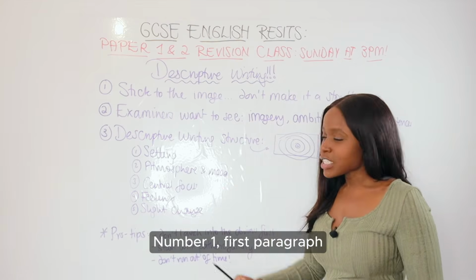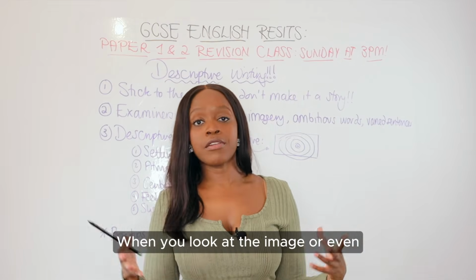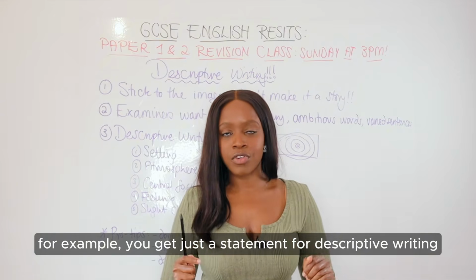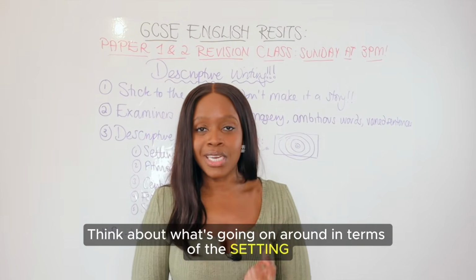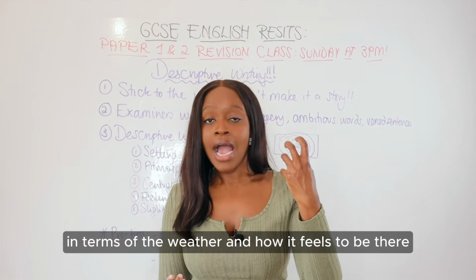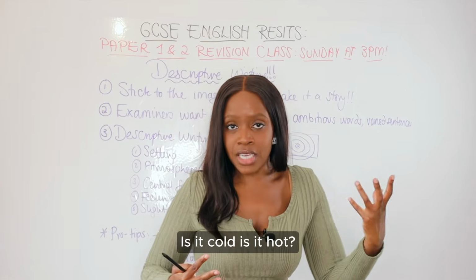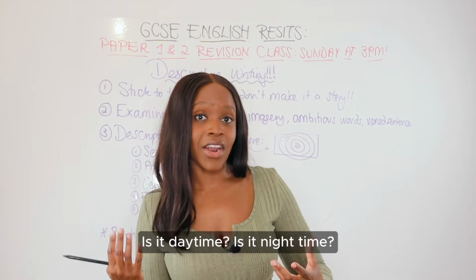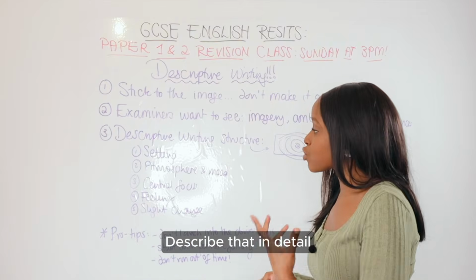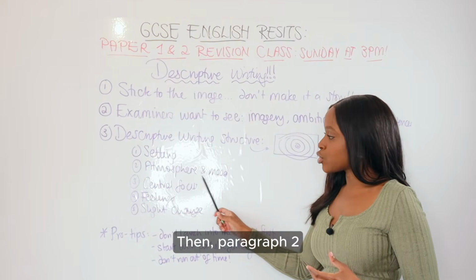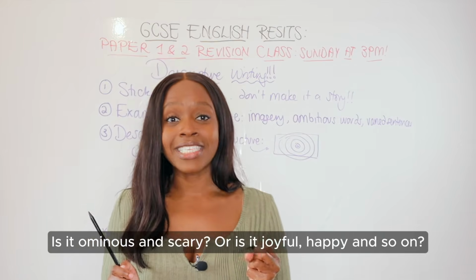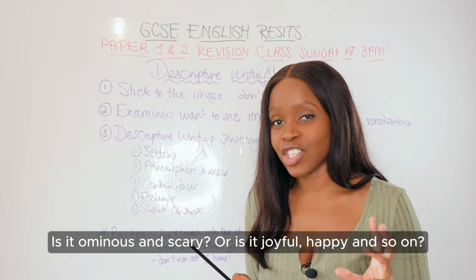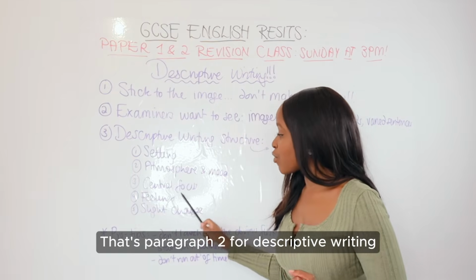Number 1, first paragraph, when you look at the image, or even, for example, you get just a statement for descriptive writing, don't talk about the most obvious thing. Think about what's going on around in terms of the setting, in terms of the weather, in terms of how it feels to be there. Is it cold? Is it hot? Is it daytime? Is it nighttime? That's paragraph number 1, describe that in detail. Then paragraph number 2, describe the atmosphere or mood. Is it ominous and scary, or is it joyful, happy, and so on? That's paragraph number 2 for descriptive writing.